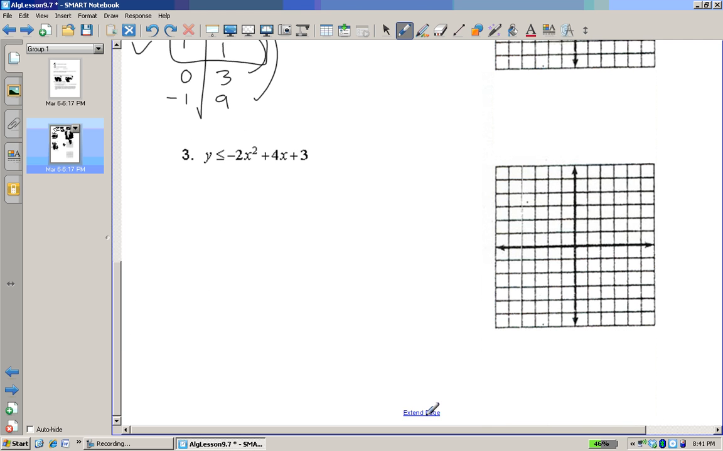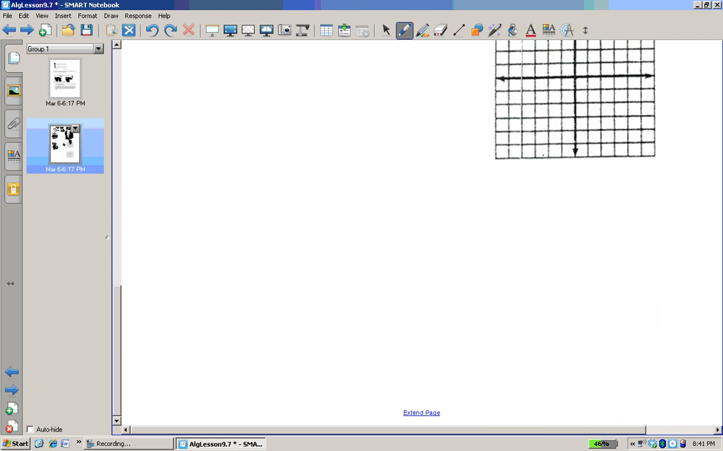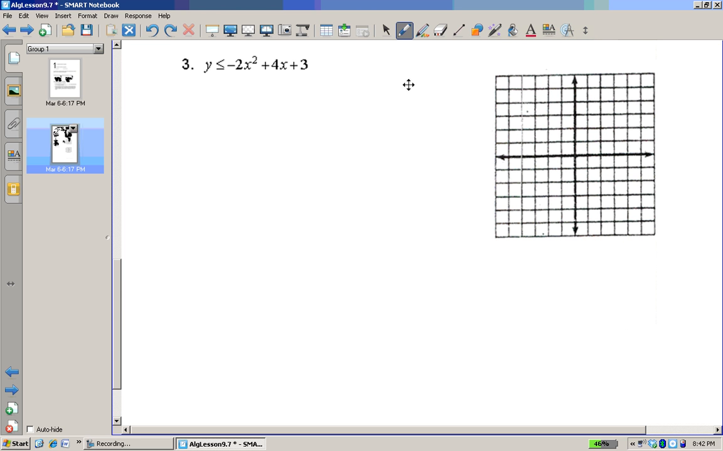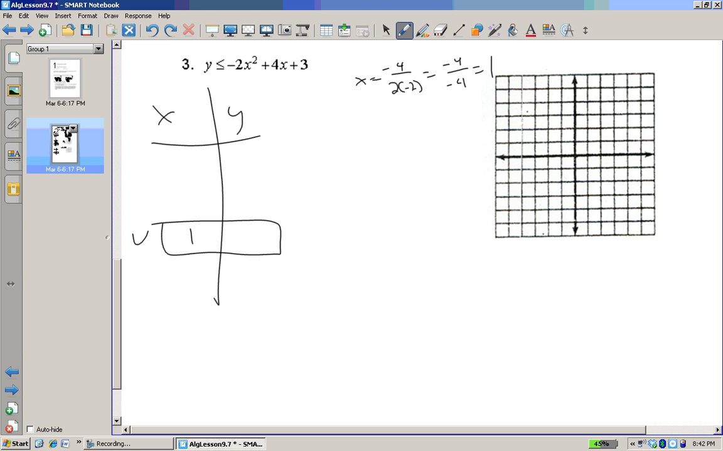Okay. And last one, try on your own. Pause the video and see how you do. Okay, let's see how you did. X equals the opposite of B over 2A. That's negative 4 divided by negative 4, which is positive 1. That will be the center of my table of values. I go up 1, up 2, down 1, down 2. Plug it in. Y equals negative 2 times something squared, plus 4 times something, plus 3.